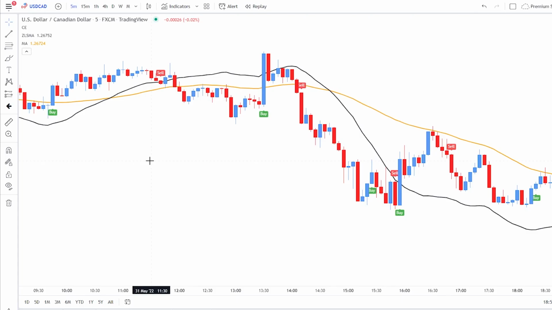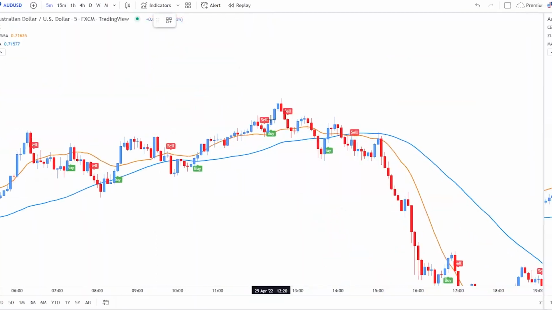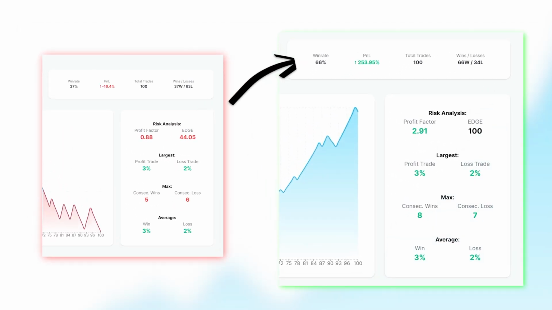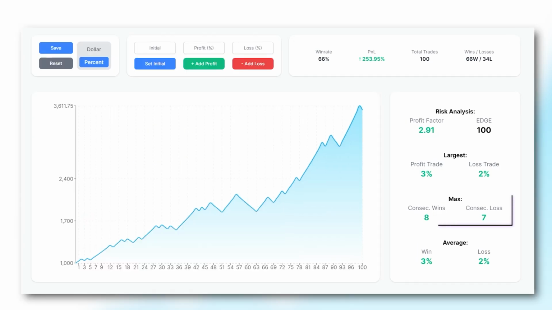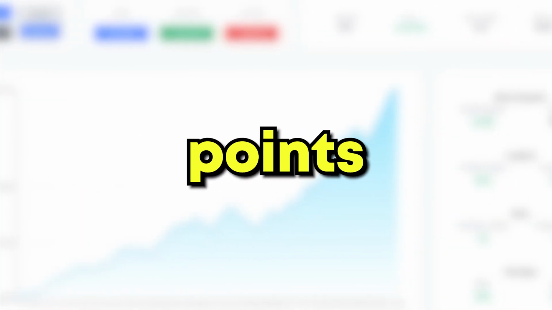So let's start backtesting. I have completed my backtesting on the AUD-USD currency pair on the 5-minute time frame, and I am speechless. Our win rate went up from 37 to 66% out of 100 trades, with 8 consecutive wins and only 7 consecutive losses. So let's quickly review one of the most important points from this video.